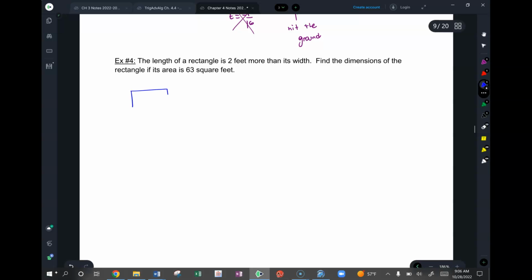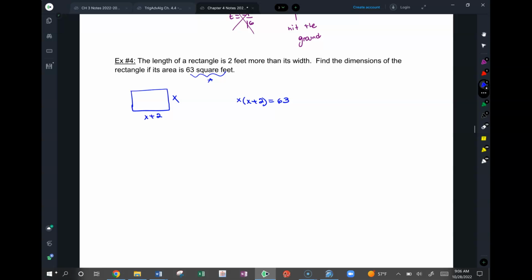Okay. So here we have a rectangle. If one side is x, the other one is x plus 2. Okay? And the area is 63. If we're given the area in the problem, you have to start with the formula for whatever you're given. The area is length times width: x times x plus 2 is equal to 63. x squared plus 2x is equal to 63.